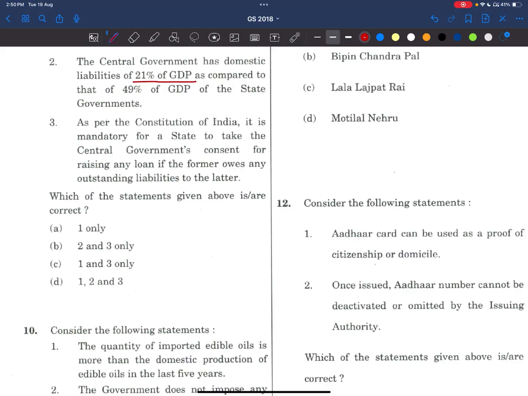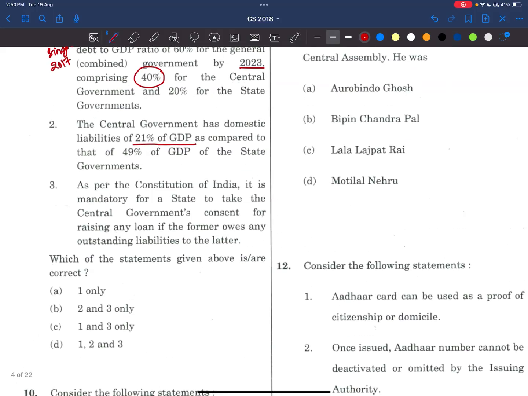See here, statements 1 and 2 are not in correlation, and we know the first statement is correct, so the second statement is false. Right? It was not 21%, it was some 46.1% for the center and 23.2% for the states at that point of time. Now the figures have changed. Let's keep those figures aside. It will be changing from year to year.